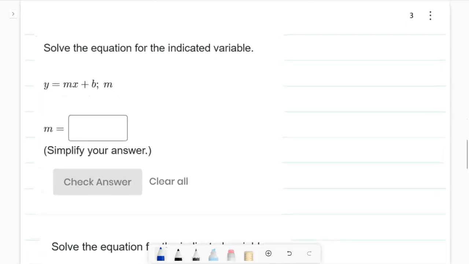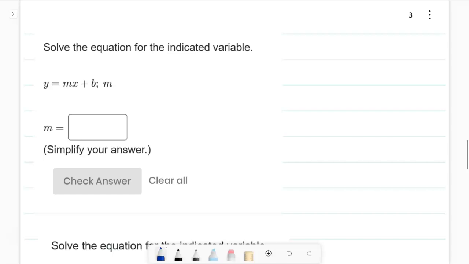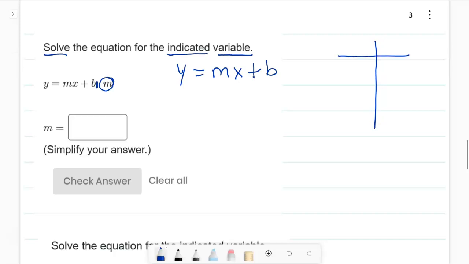Okay, the 4th problem in your assignment says solve the equation for the indicated variable. Right here it's indicating that I need to solve for m. Don't worry about that colon. So when I rewrite my equation, it's y equals mx plus b. And when I do do, I'm going to ask myself what is happening with the m. Remember the m, that's what I'm solving for. So we're going to go ahead and draw the line.